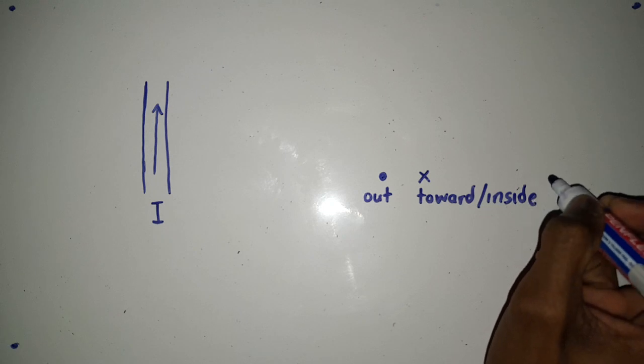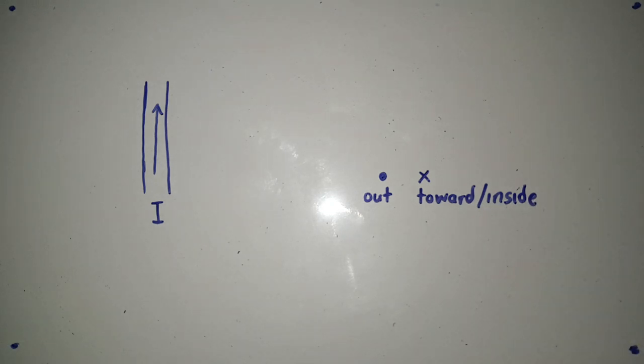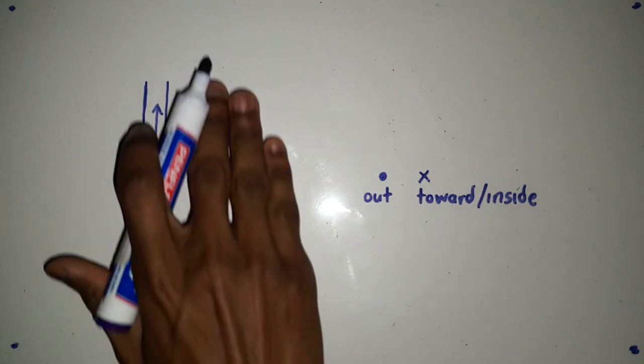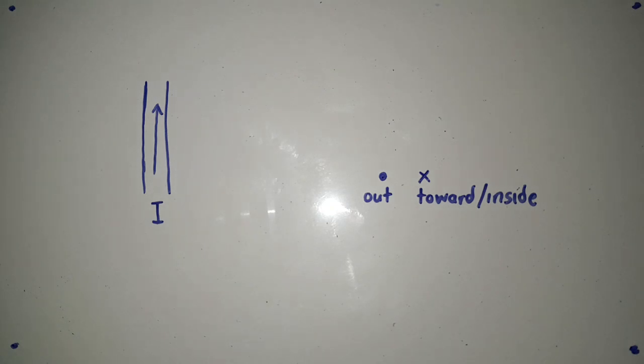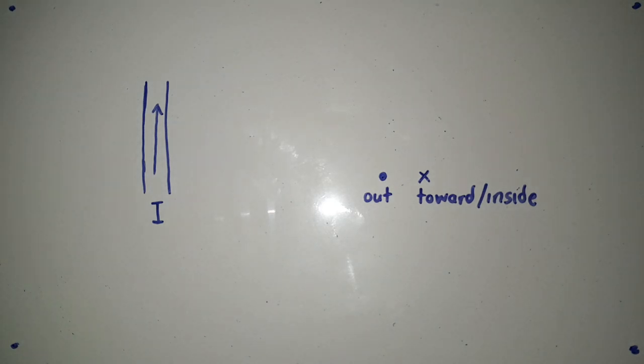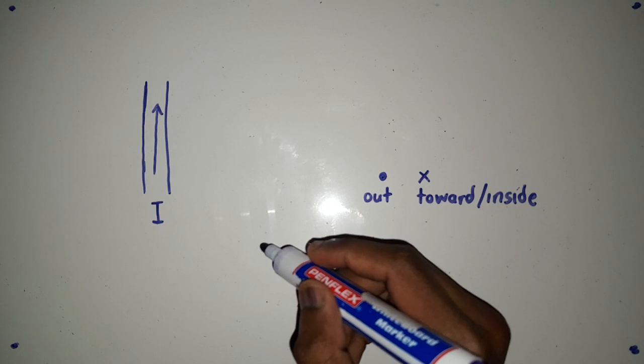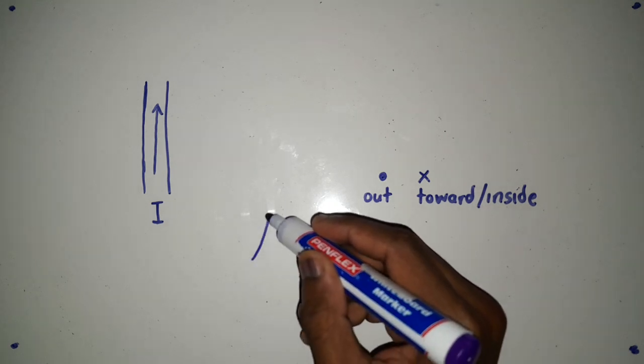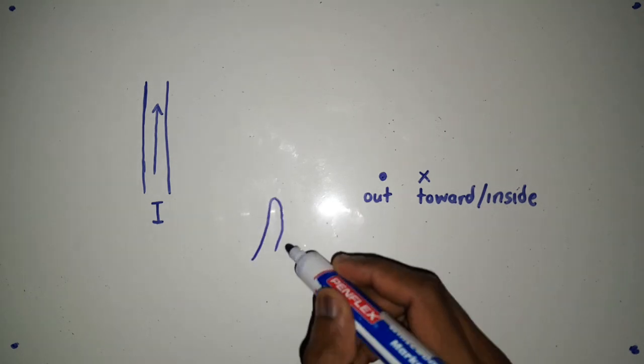Do you understand? Now, looking at this diagram, we have two sides. We have this side as well as this side. We want to know how we are going to represent the direction of the magnetic field for this side and this side. It's so simple. Again, let us use our right hand rule, which says the thumb is in the direction of what?